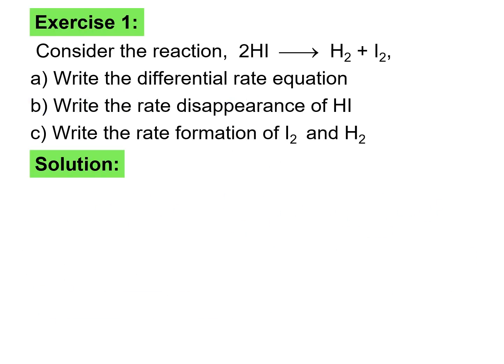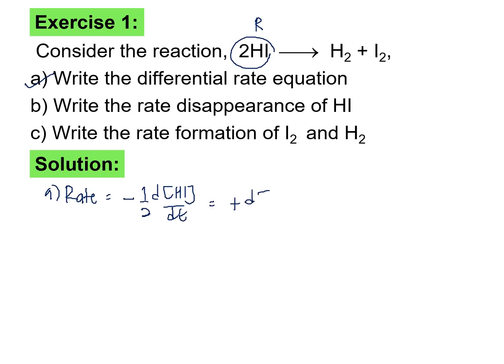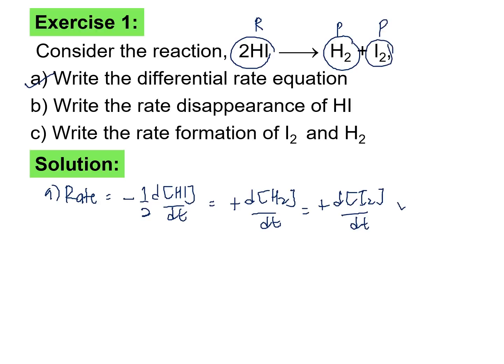Exercise 1. Consider the reaction 2HI produce H2 and I2. A. Write the differential rate equation. So you start with the word rate equals to negative 1 over 2. Negatif sebab HI ini adalah your reactant. So times change in concentration of HI over dt equals to positive change in concentration of hydrogen over dt. Kenapa positif? Sebab hydrogen adalah your product. Equals to positive change in concentration of iodine over dt. Iodine also your product. That's why kita masukkan positive sign. So this is your answer for A.